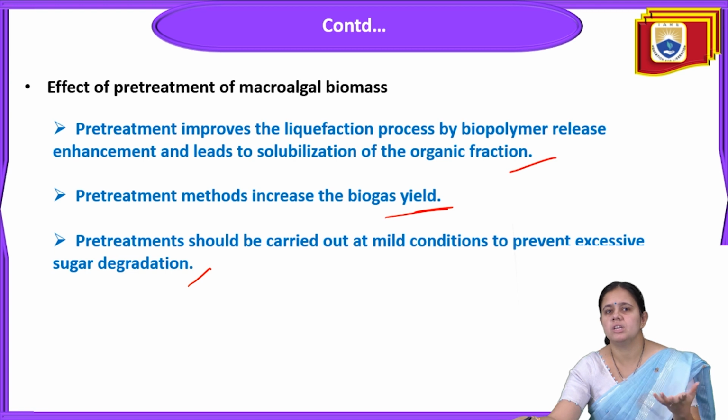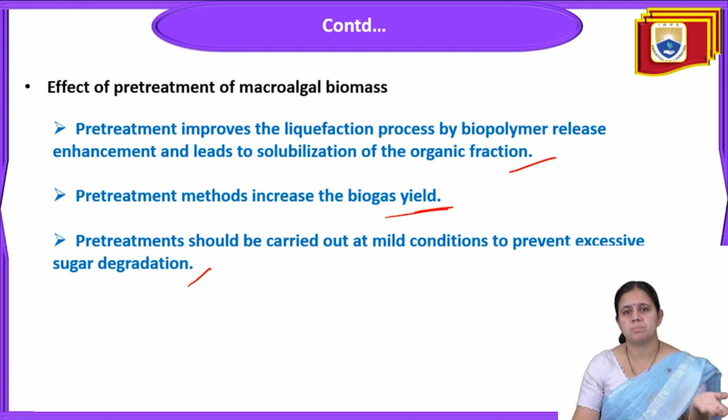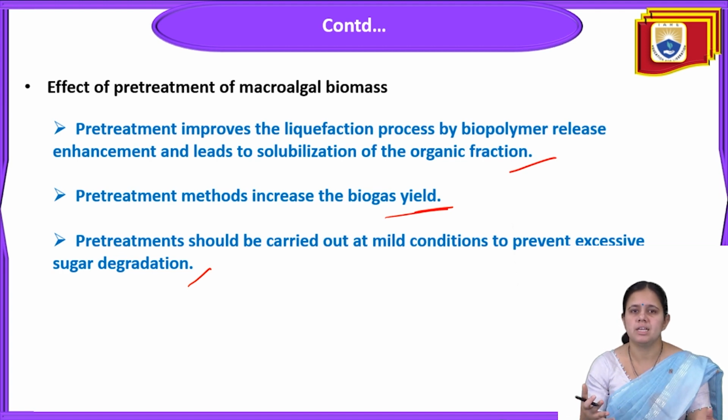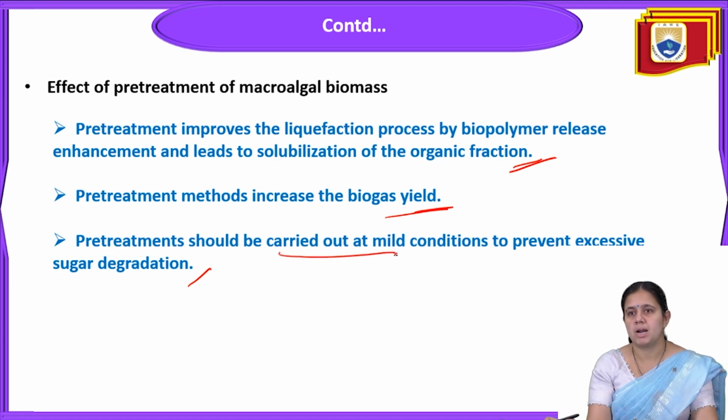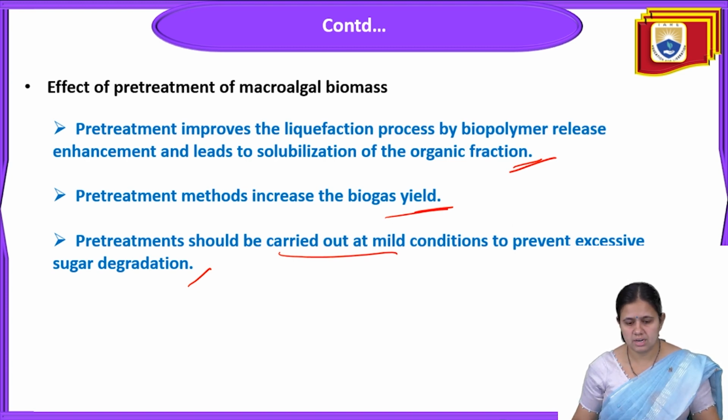Microalgae is a non-conventional biomass, so this pre-treatment will improve its liquefaction process. Some biopolymer will be released, and that biopolymer will enhance and lead to the solubilization of the organic fraction. Pre-treatment should increase the biogas yield, and it should be carried out at a mild condition to prevent excessive sugar degradation. So these are the effects of pre-treatment on the microalgal biomass.